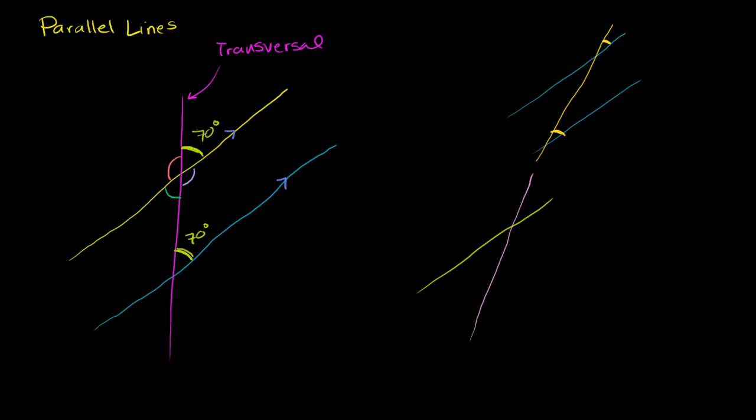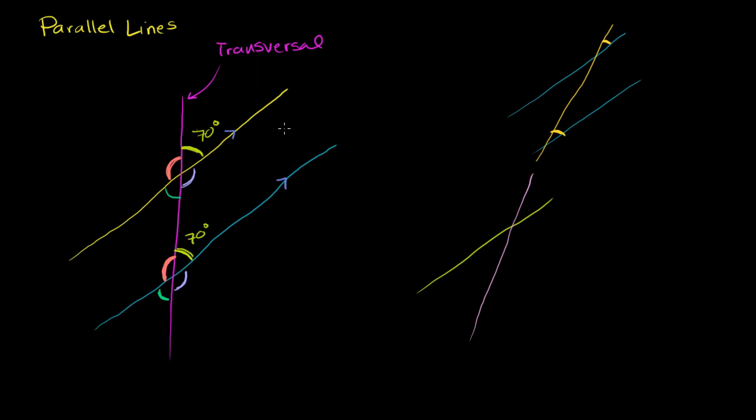Now, the same is true of the other corresponding angles. This angle right here, in this example, it's the top left angle, will be the same as the top left angle right over here. This bottom left angle will be the same down here. If this right here is 70 degrees, then this down here will also be 70 degrees. And then finally, of course, this angle and this angle will also be the same.